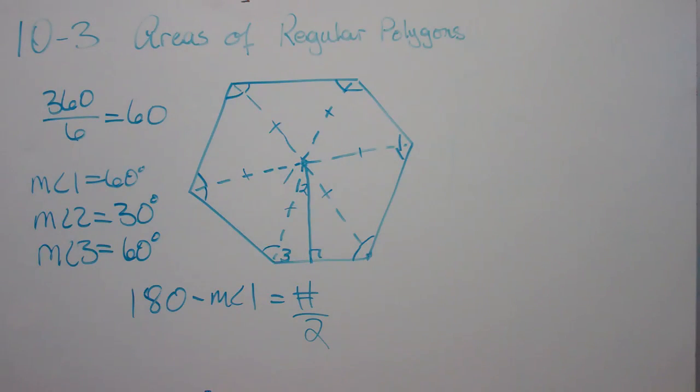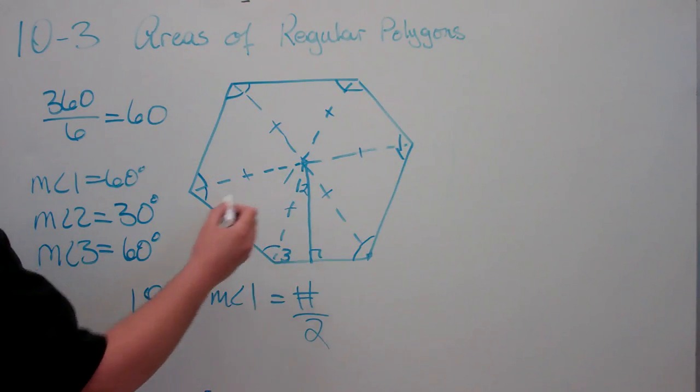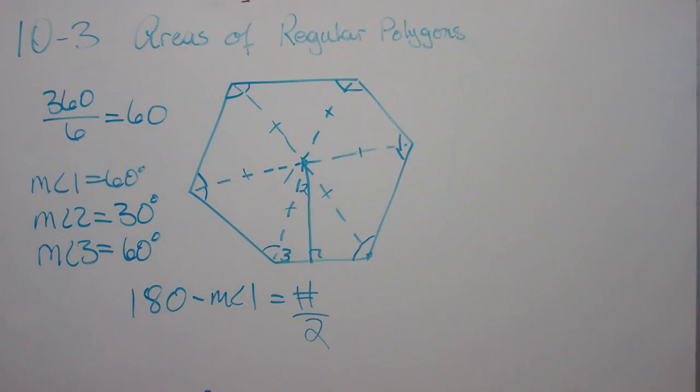So as you can see here, when you drop the apothem down, this becomes a 30, 60, 90 triangle. So that trig we learned earlier is going to come back and help us out here. So you have to make sure you're strong in your trig, which is the sine, cosine, and tangents.